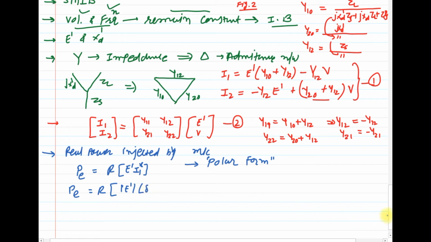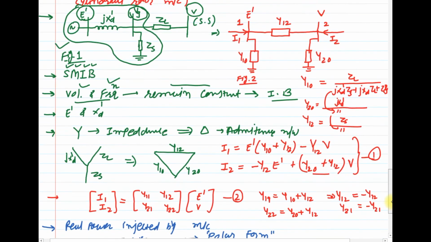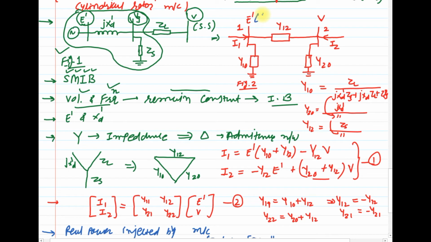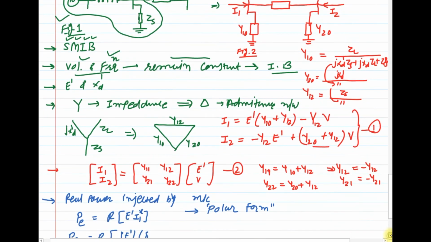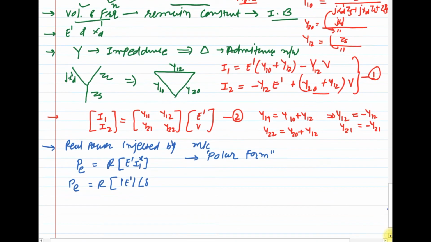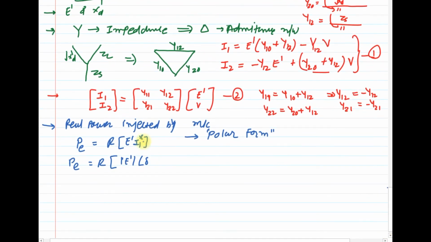As we all know, the machine is run with some angle, and the infinite bus voltage magnitude and angle will be 0, as we have considered it as a reference bus. Clear? So here E dash angle delta, now into bracket I1.